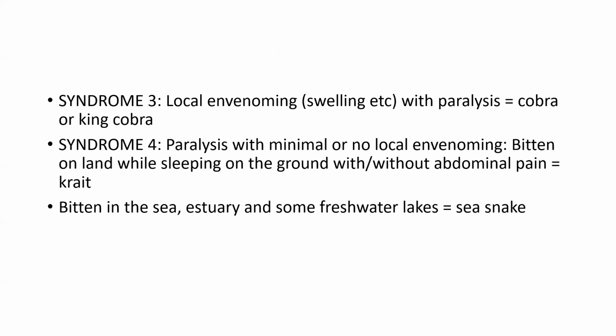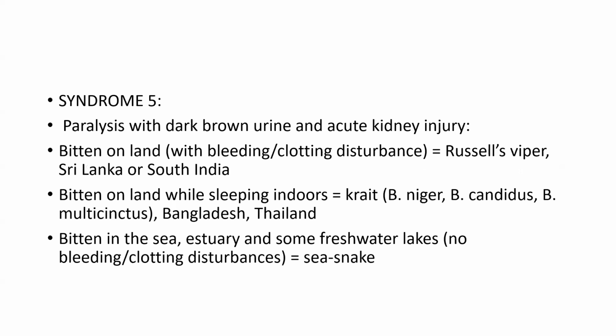Syndrome 3 consists of local envenoming with paralysis, which occurs because of the cobra and king cobra. Then syndrome 4 consists of paralysis with minimal or no local envenoming. If bitten on land while sleeping on the ground, without abdominal pain, it occurs mainly with the krait. If there is a snake bite in the sea and some freshwater lakes, then it occurs because of the sea snake. Syndrome 5 consists of paralysis with dark brown urine and acute kidney injury.